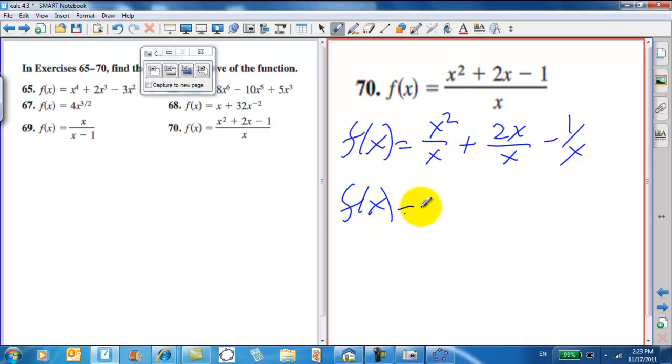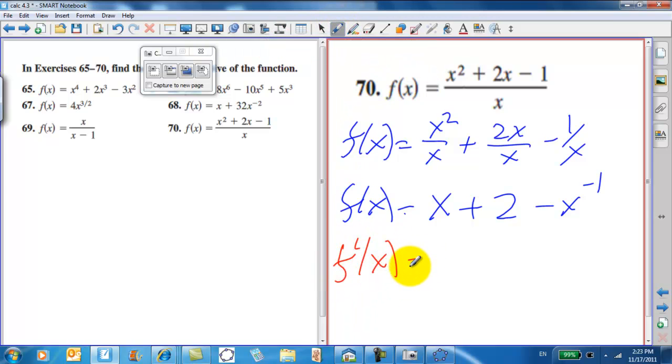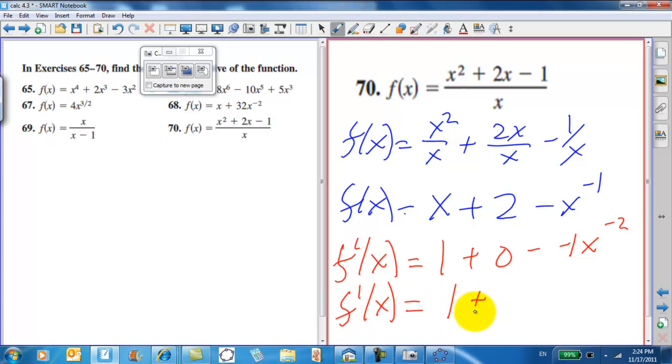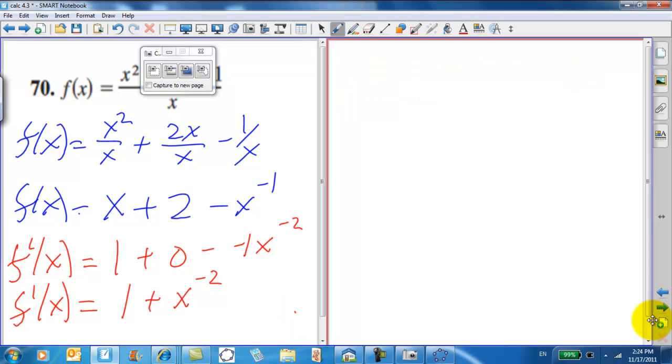And you get f of x equals x plus 2 minus x to the negative 1. Now you can go ahead and do the derivative. The first derivative will be 1 plus 0 minus negative 1 x to the negative 2. So the first derivative is 1 plus x to the negative 2. Might as well leave it in that form as we go on to our second derivative now.